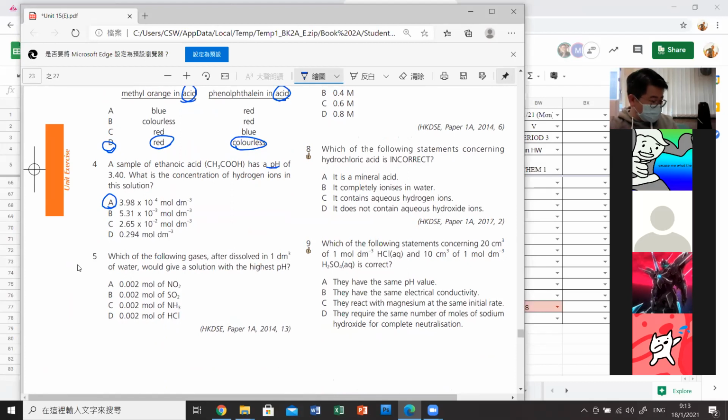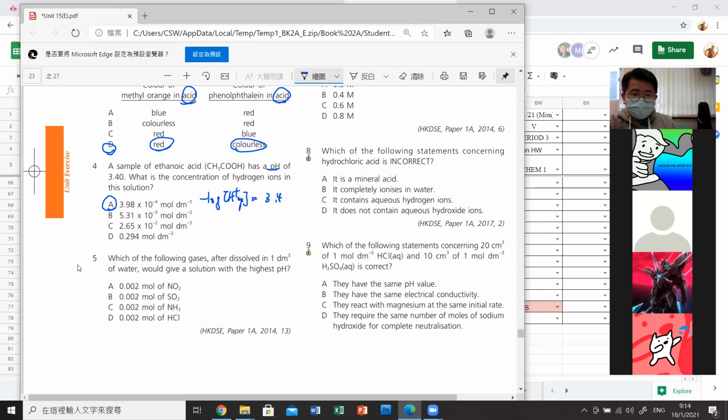So how would you get to know the answer? You are going to use negative log of hydrogen ion concentration equals minus 3.4. So everything starts from this. As you know, this one is a monobasic acid. Now you are going to find out the hydrogen ion concentration as 10 to the power of minus pH. So this is 10 to the power minus 3.4, and you can get the answer. The answer is A. Okay.